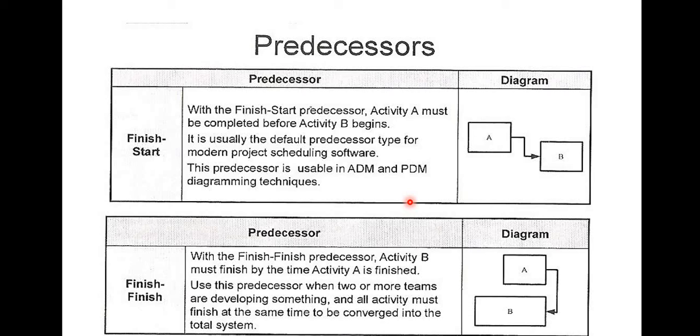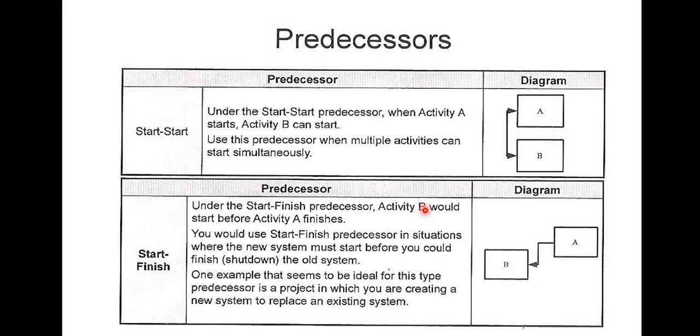The next one, which is finish to finish, shows a relationship where activity A and B can start at different times. Sorry for that. Activity A and B must finish together, regardless of when each of them started. But what is very important to us is they must finish together. The next one is start to start. This simply means that activity A and B must start together.